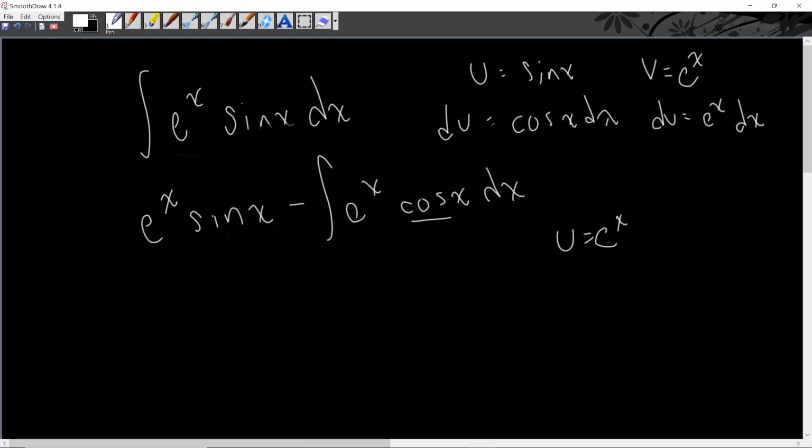Cosine x is also relatively simple to differentiate. As we said, that would be negative sine x. I think I did do some proofs for this in my derivatives video. And then du is just going to be e to the power of x dx, right? Again, e to the power of x, that derivative is just e to the power of x. And I did write that u very v-like. So du.